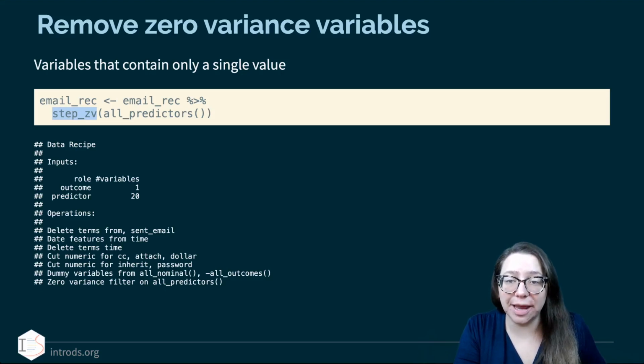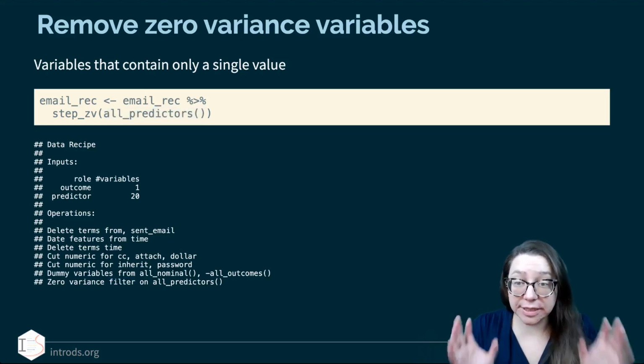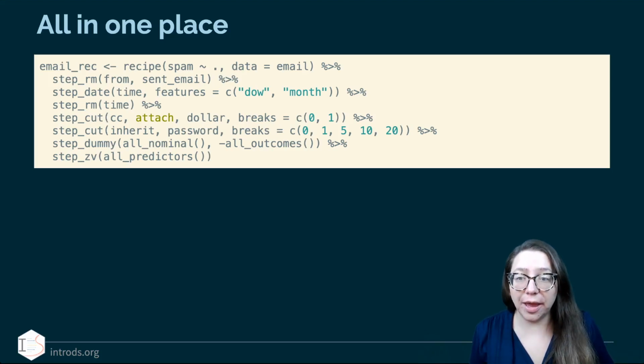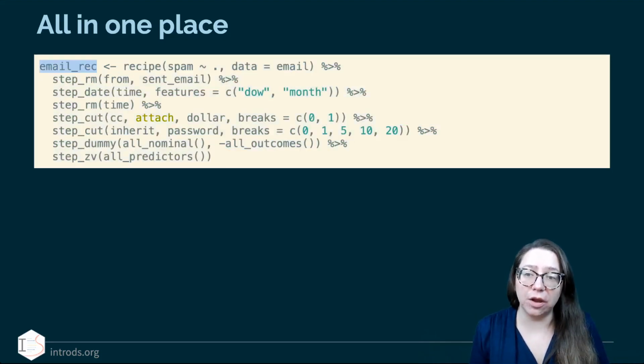And we're basically saying among all of the predictors, if you catch such a thing, kick it out. We don't want them. So that basically will do a zero variance filter on all predictors. All right, so this is the recipe all in one place, basically. And what I'm doing is this is all the steps that we've been through. And we're basically adding these to creating a new object called email recipe, so email rec, and saving that.